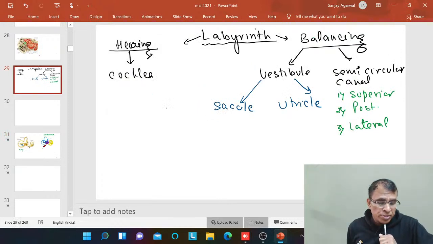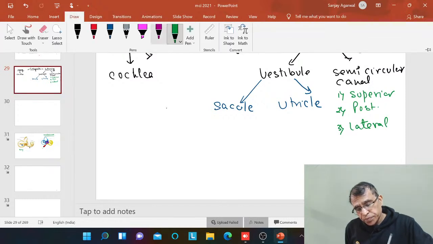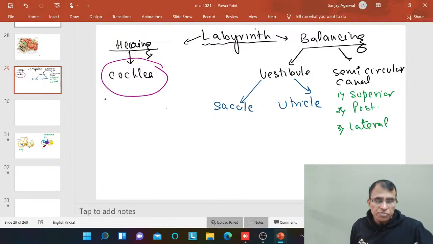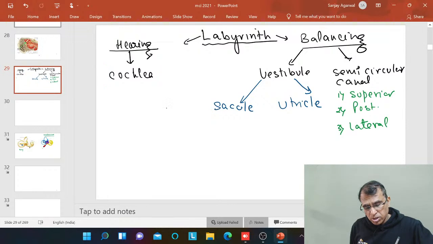Coming back to this slide, if you notice, although the balancing part is more complex, there are more structures, these vestibules, saccule, utricle, canals, three canals and all that. But most of the questions they ask you are from the cochlea, because cochlea is more important functionally for us than vestibule. So you can by and large ignore the vestibule. You have to know the names, of course, and you'll be able to identify also. I'll show you that in the image also, how to identify. But otherwise, they ask you questions from cochlea.